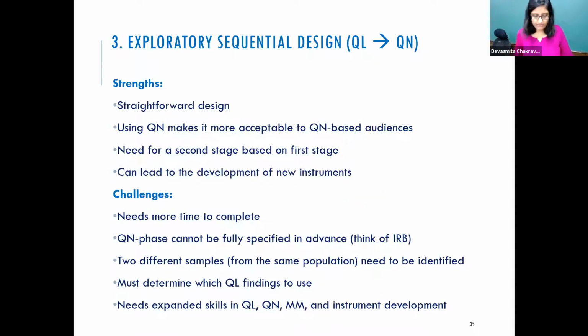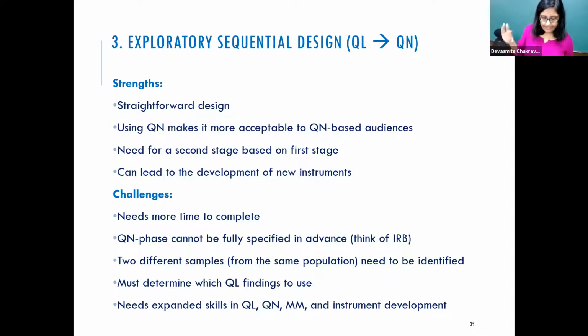Let's look at the strengths. This is also a straightforward design. One leads to the other. And also, when you use a quantitative phase, it becomes more acceptable in terms of publishing in journals that frown upon only qualitative findings, because sometimes it doesn't, again, give you the entire picture. You need a second stage based on the first stage. And when you develop new instruments, most of the time, this is what you're using. This is when you develop a new scale.